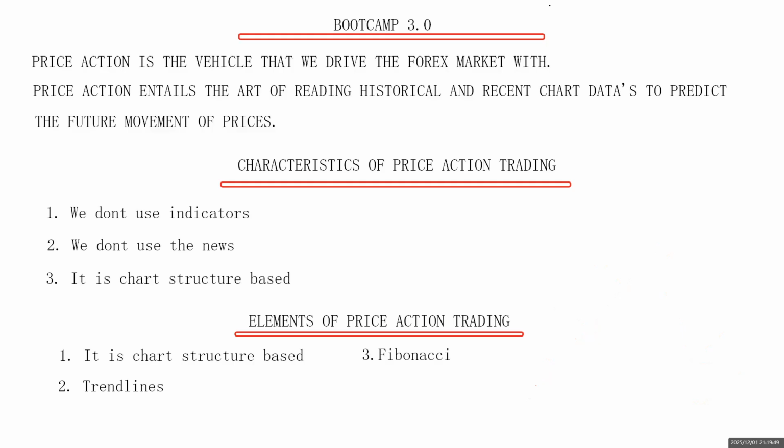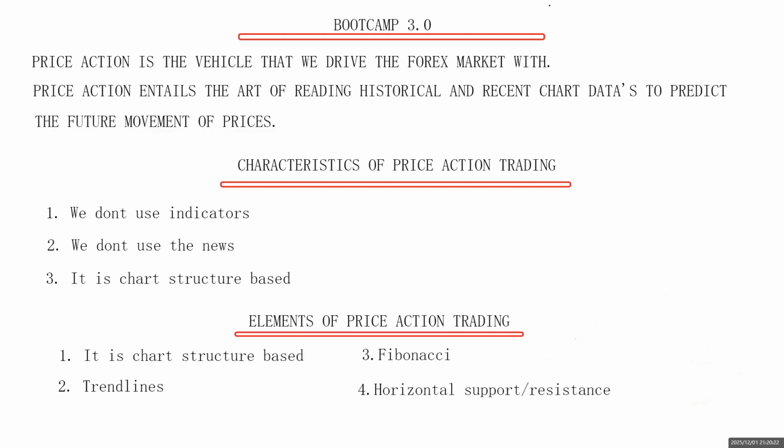So what is the next tool that we are going to be talking about? The next tool is going to be number 4. We've talked about chart structure, trend lines, and Fibonacci, and now we'll talk about horizontal support and resistance.